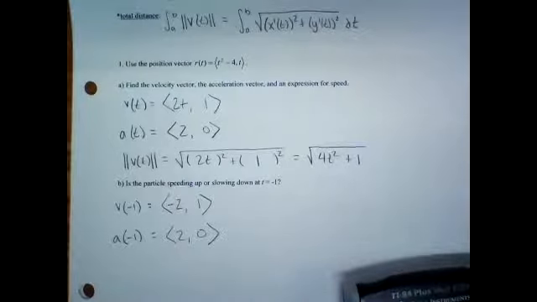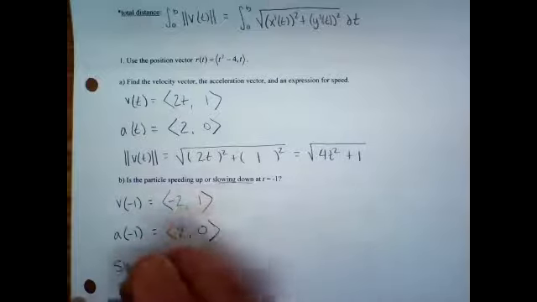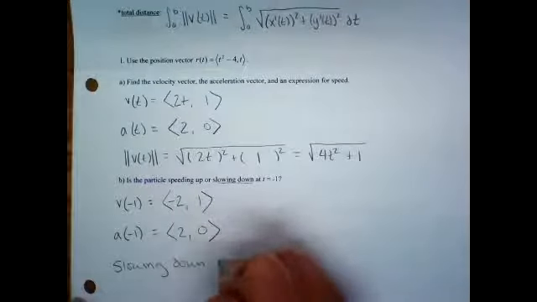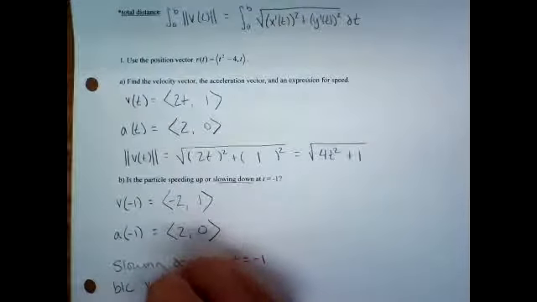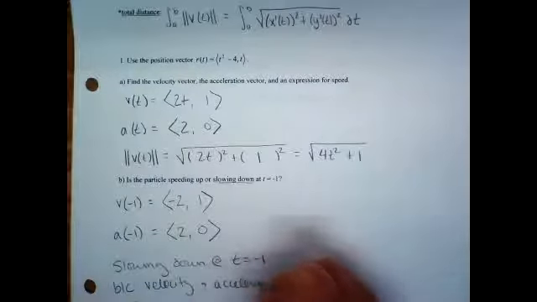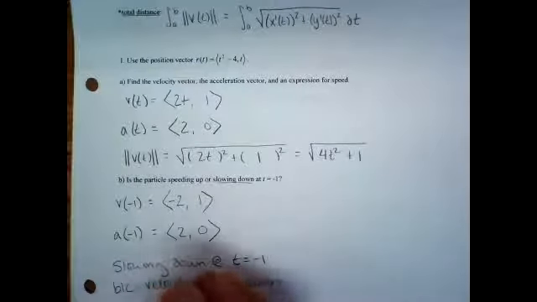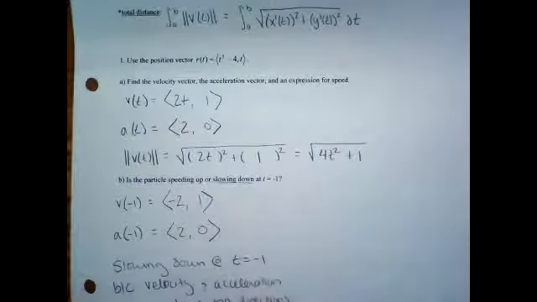And then what was acceleration? 2, 0. That means you went 2 in the x direction, 0 in the y direction. Are those going the same way or opposite ways? Opposite. So we're going to say slowing down. Slowing down at t equals -1 because velocity and acceleration vectors have opposite directions.